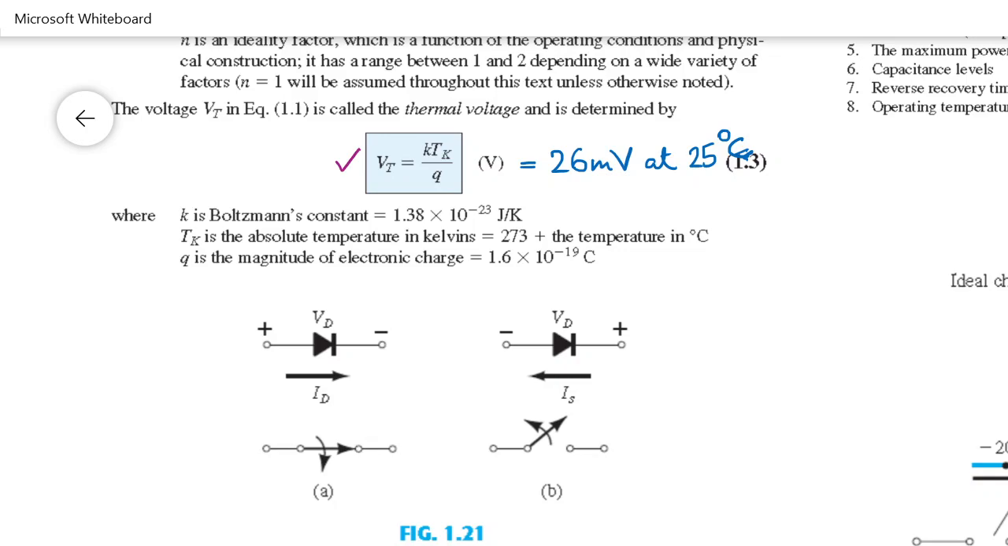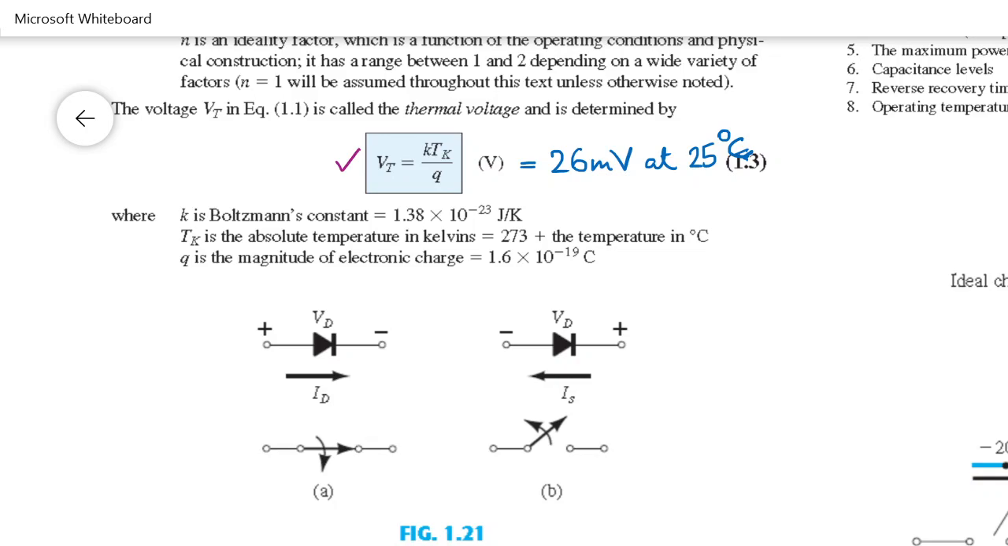So, that is why this barrier potential is also called the knee voltage. You will come across this term knee voltage when you are reading from the textbook. So, I mention this here. That is called the knee voltage. The knee voltage is nothing but the barrier potential. So, it is 0.7 volt for silicon crystals.